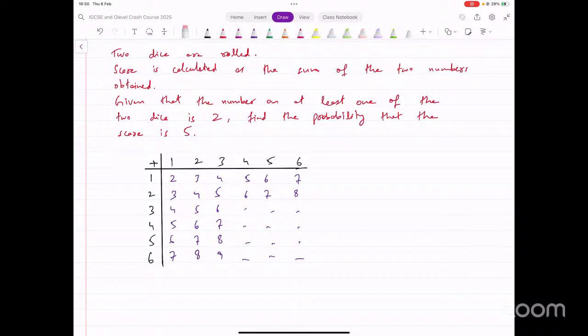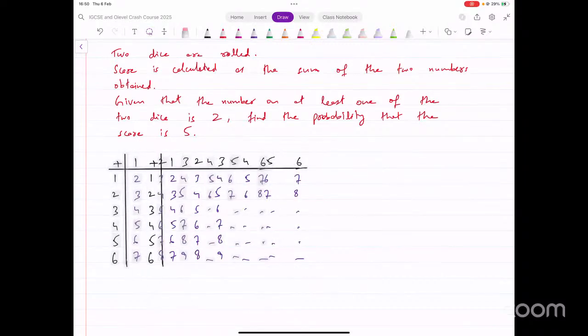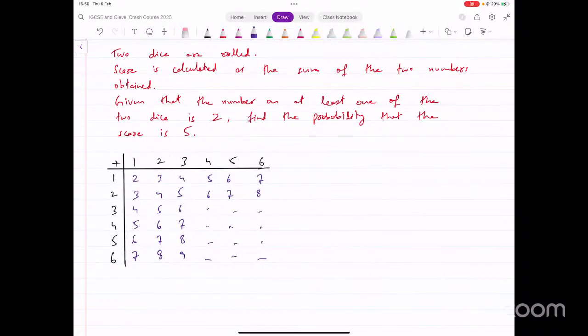But now, how are we going to calculate the probability? Remember what I said. In the denominator, we have the number of outcomes that satisfy the given condition. What's the given condition? At least one of the two dice should show 2. The number on at least one of the two dice has to be 2.